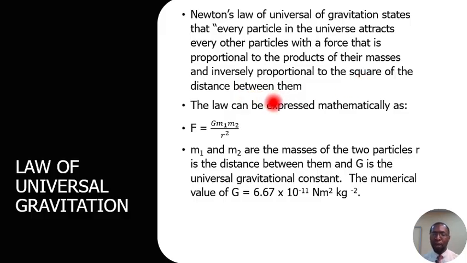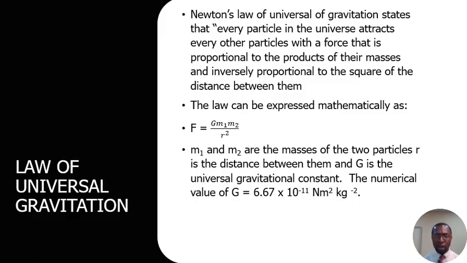Okay, what is this law saying? It means that in the universe, if you have two masses being attracted together by a gravitational force, the force attracting them together increases as the distance between them gets reduced. That is what the law is just saying in layman's language. Every particle attracts every other particle with a force proportional to the product of their masses and inversely proportional to the square of the distance between them. So if the square of the distance between them is smaller, then the force of gravity will increase.